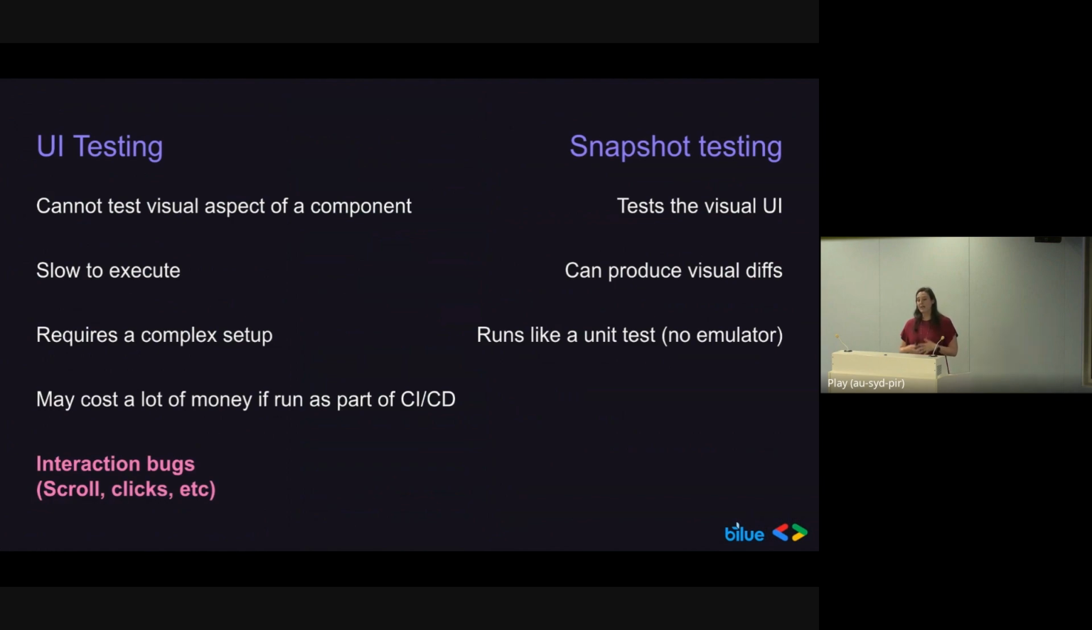And they run like unit tests. So you don't need to use the emulator. They don't take as long as UI testing does. It won't cost you as much money. It's pretty quick, fast. And it allows you to test the visual bugs, the styling and the spacing and the theme. So you can use both of these things. But snapshot testing really makes use of previews.